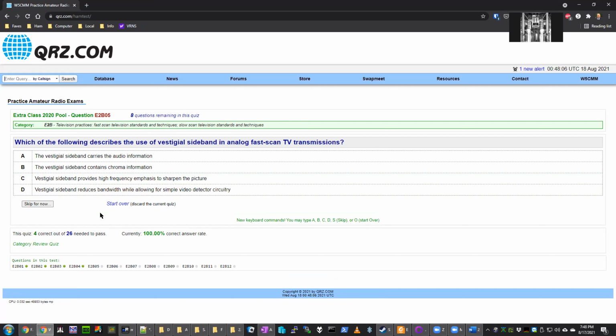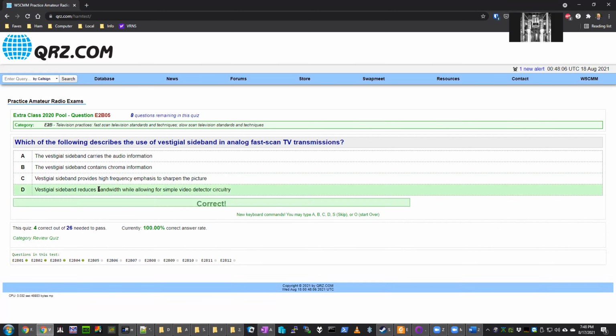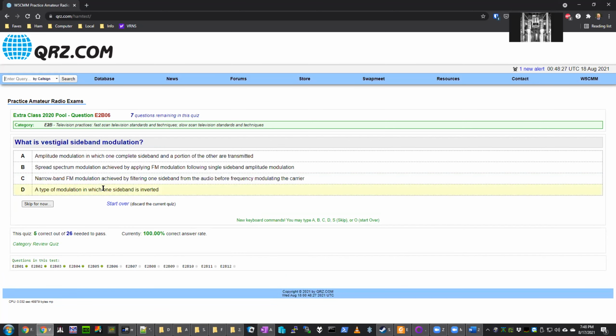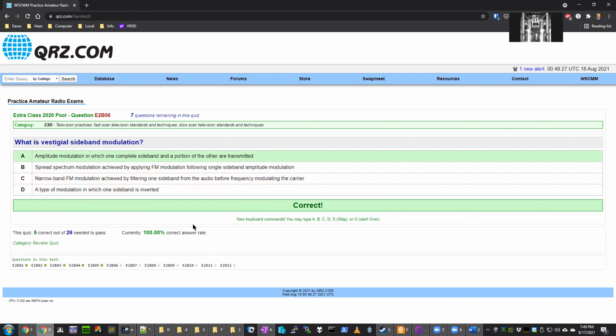Which of the following describes the use of a vestigial sideband in analog fast scan TV transmissions? D. D, Delta. What is vestigial sideband modulation? So we're going to have one complete sideband and just a portion of the other. Go with A.